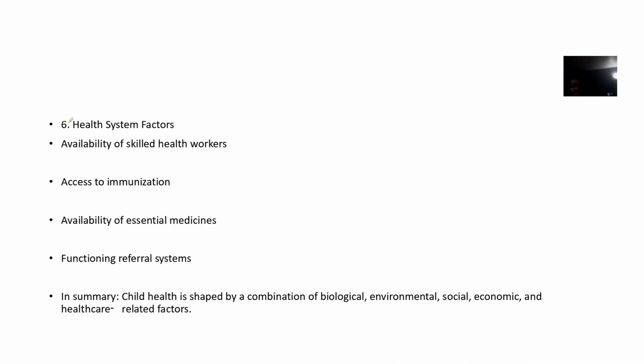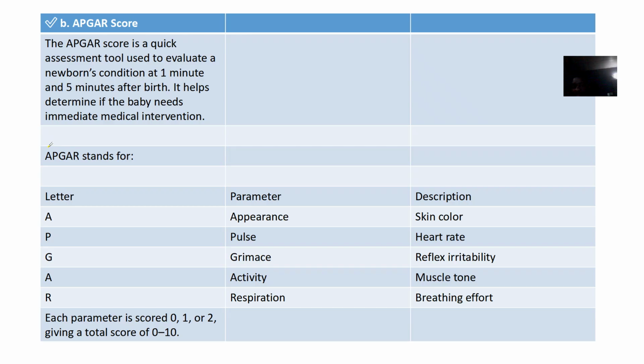Then health system factors, you are looking at, even if there's a health facility, do they have skilled health workers? Do they have access to immunization? Is there availability of essential medicines? Do they have a functioning referral system? So these are all the things that you are trying to put into consideration when you are looking at the health determinant factors of a child.